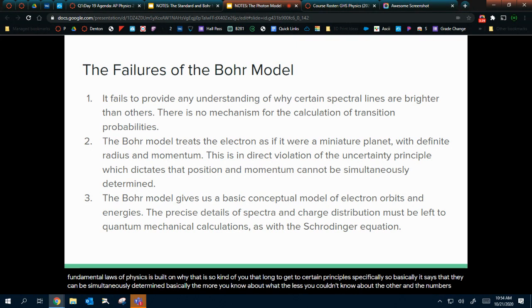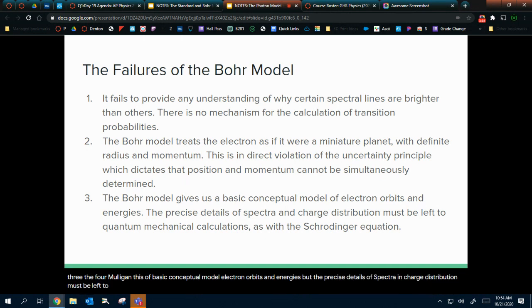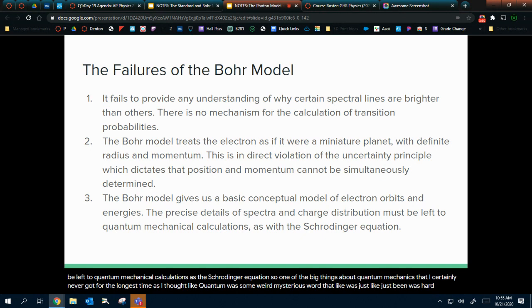And then number 3, the Bohr model gives us a basic conceptual model of electron orbits and energies, but the precise details of spectra and charge distribution must be left to quantum mechanical calculations, as with the Schrodinger equation. One of the big things about quantum mechanics that I certainly never got for the longest time is I thought quantum was some weird, mysterious word that just meant it was hard. Quantum or quanta just means it has very specific things.